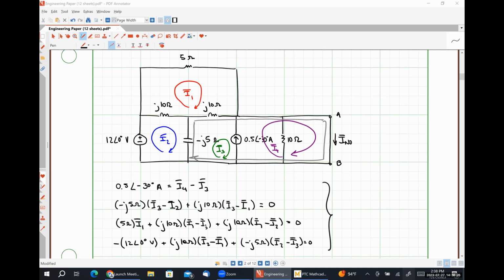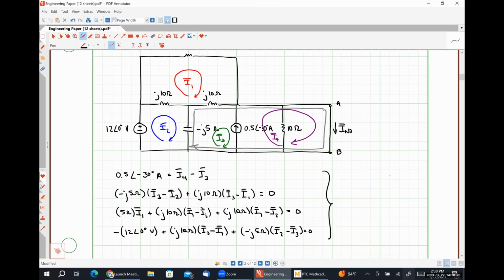Okay. All right, so we're going to solve this system for I1, I2, I3, and I4. And hopefully we can all see that the current I4 is the exact same thing as the Norton current that we're looking for.